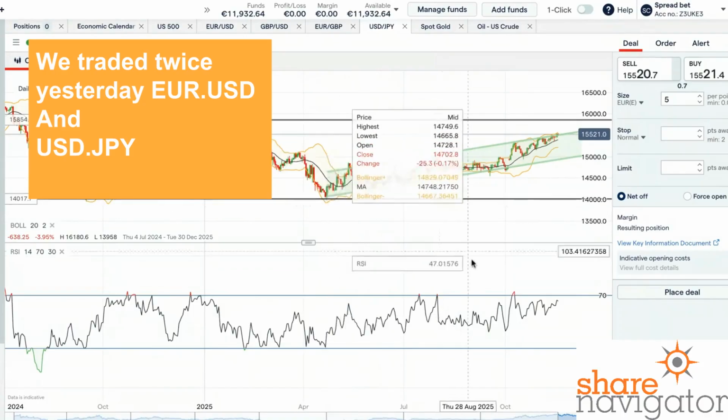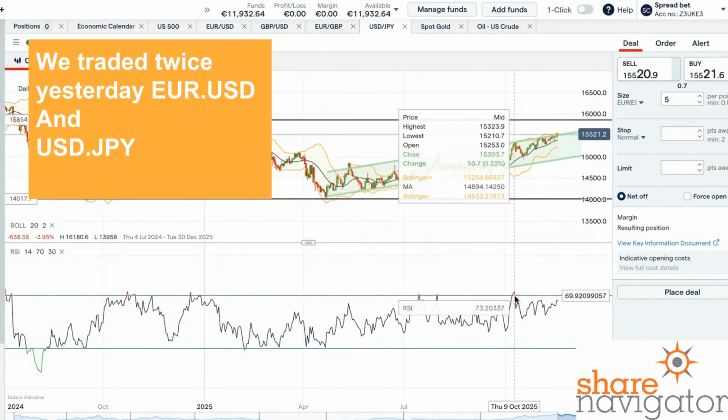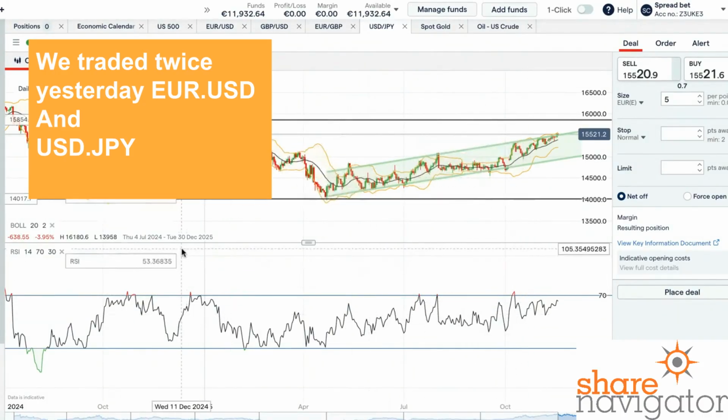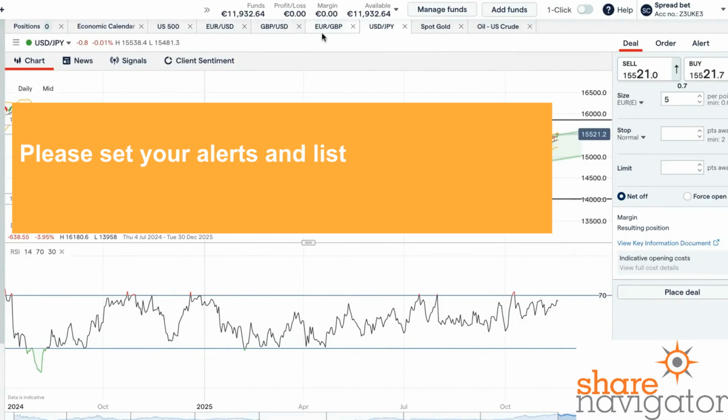Now, we didn't put that trade out, so we traded it from here down. We didn't put that trade out because we hadn't covered it in the morning session. So we're going to cover all these four currencies. So these are your trade setups.